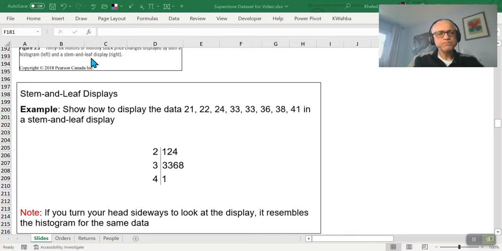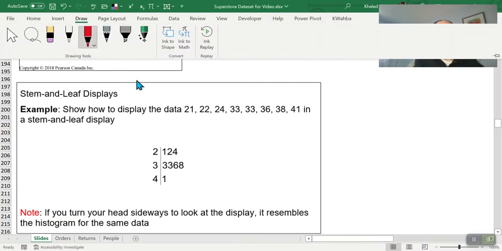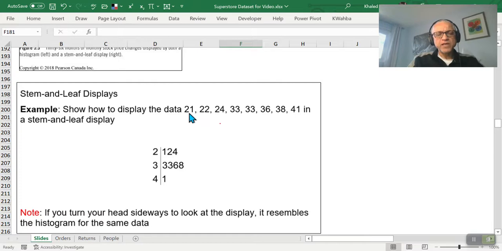Let me take a pen here to help your understanding. You can see each one here has 2 digits. So we might say, why not take all the 20s in one group, the 30s in another group, and the 40s in their own group? For that reason, the 20s, the 30s, and the 40s could represent the stem of a tree: 2, 3, and 4.